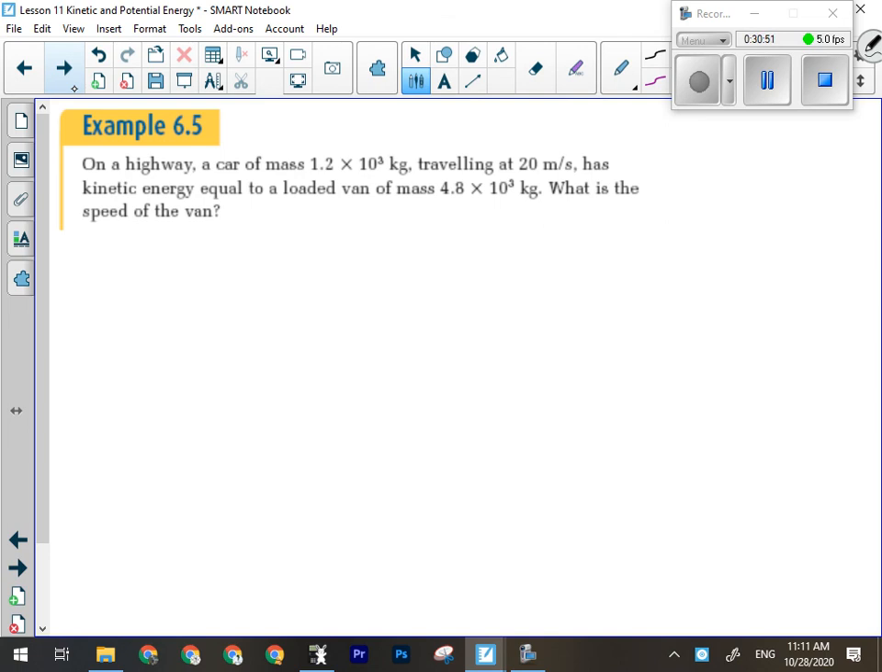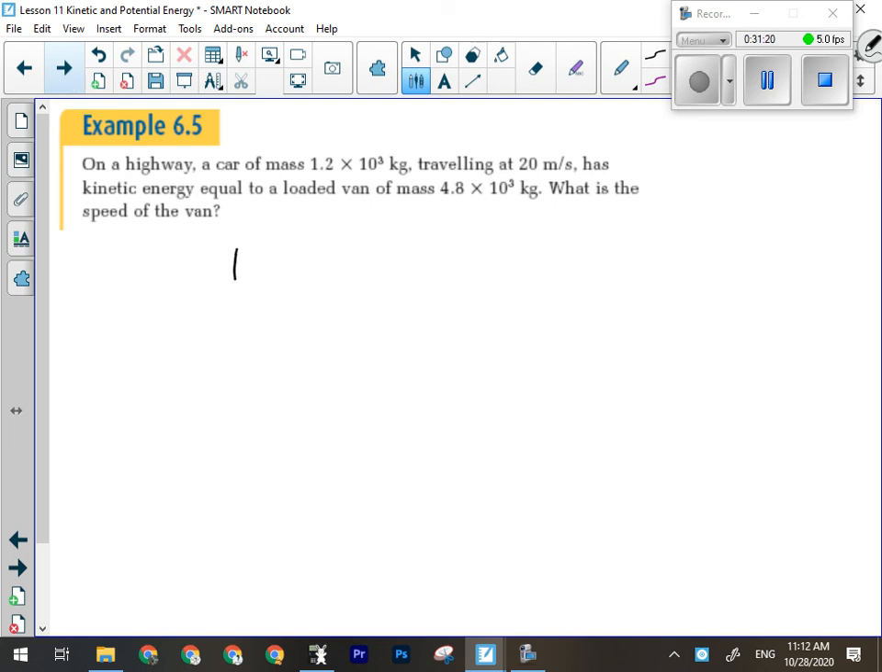Let's have a look at this one. This is a quick one. So on a highway, we have a car with a mass of 1,200 kilograms, traveling at 20 meters per second. It has kinetic energy equal to a loaded van that has 4 times as much mass. We're looking for the speed of the van here. So the van is 4 times heavier, but it has the same kinetic energy.